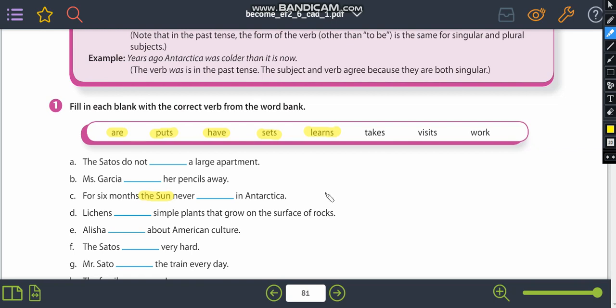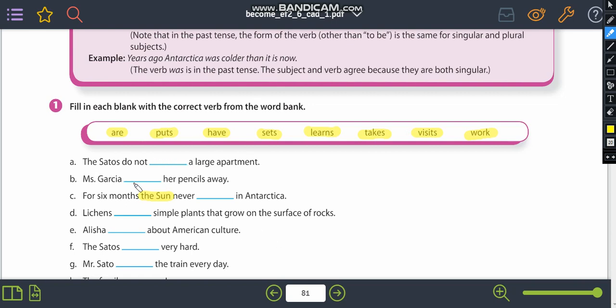Letter F, the Satos, very hard. The Satos, once again, it's in plural form, so I don't use the S, so the Satos work very hard. Mr. Sato, the train every day. Mr. Sato takes the train every day. And the last one, the family visits Japan, right?